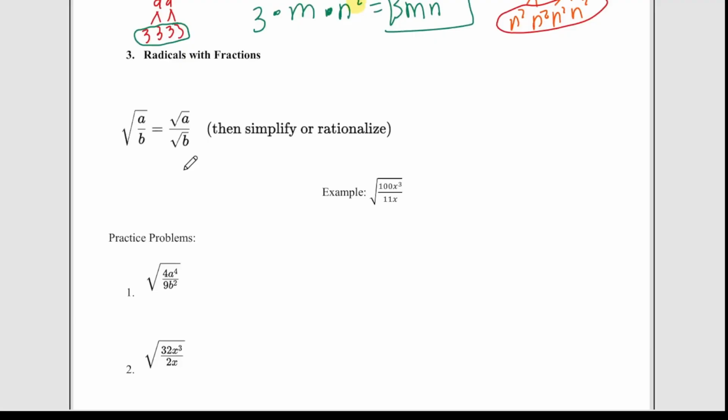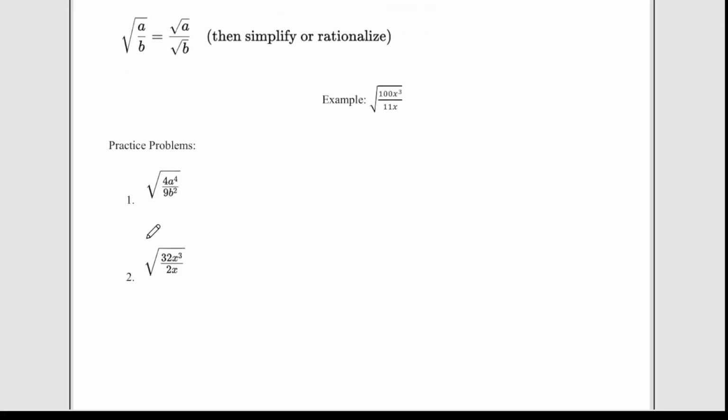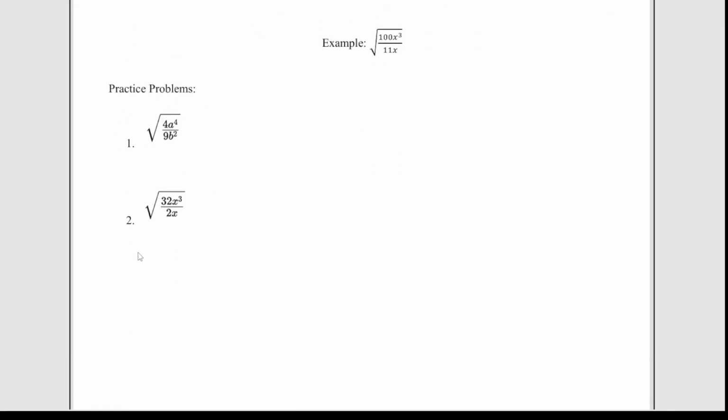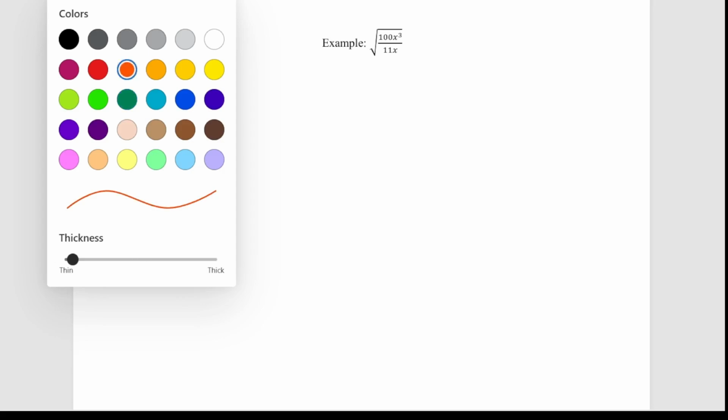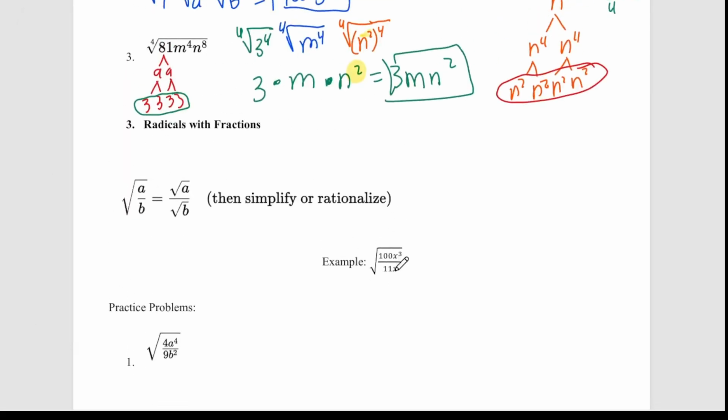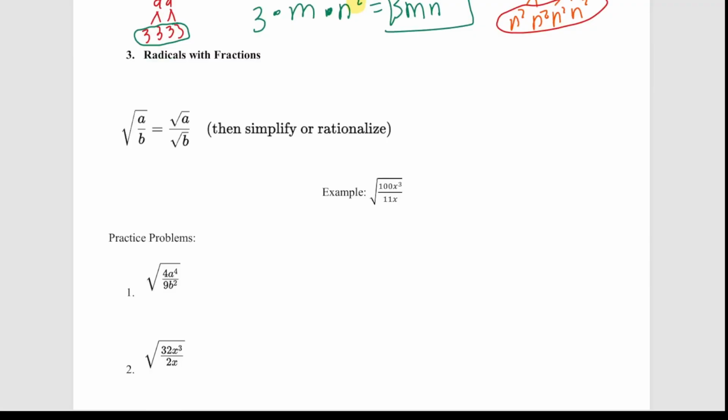Whenever it comes to fractions, don't forget I can still rationalize, and I can still rationalize even if there are still things underneath the root that are variables as well. So let's go ahead and practice that a little bit. For this first one, and actually this first example is what I'm going to focus on because that has not been filled in yet.